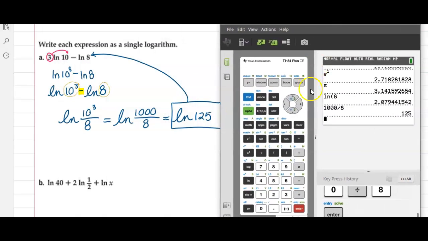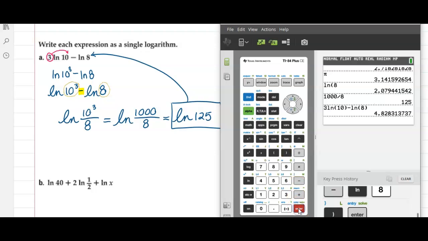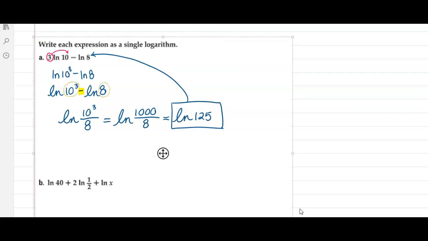Let's check it. 3 times the natural log of 10 minus the natural log of 8 gives me 4.828. The natural log of 125 also gives me the same exact number. So I know that I've successfully condensed these logarithms into one logarithm.